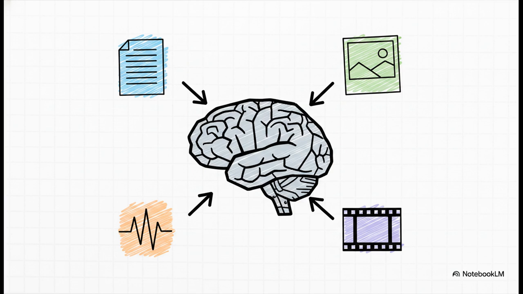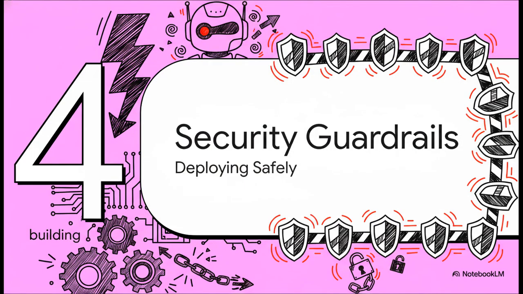Imagine a health insurance agent that doesn't just read plain text, but simultaneously analyzes and extracts data from images of handwritten doctor notes, audio files, and even scanned ID cards. The capabilities here are expanding at lightning speed. Section 4, implementing essential security guardrails, because we need to deploy safely.